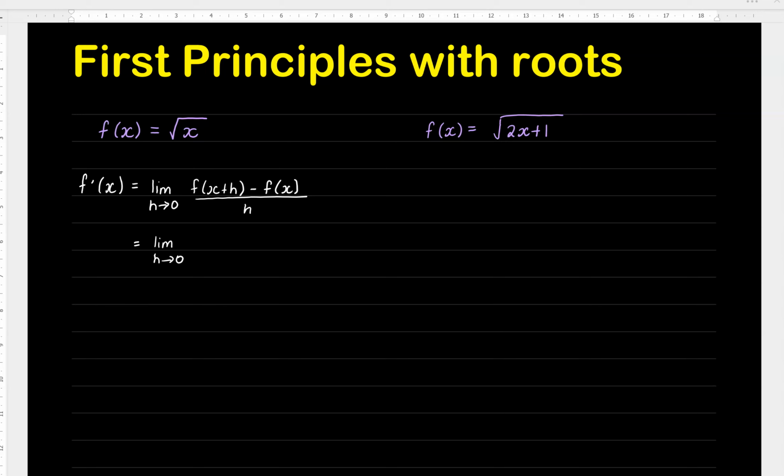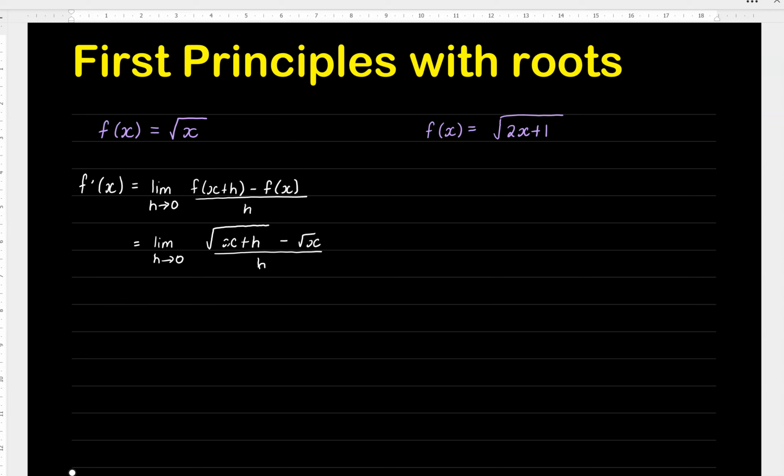Right, so let's have a look at using first principles to find the derivative when we've got a square root. The formula hasn't changed because, once again, we do not have a point. So we're going to use this formula, right? And we follow the same rules. So wherever x is in the function, we're going to replace it with x plus h. So instead of the square root of x, it's the square root of x plus h. Okay, and minus our function, which is root x.